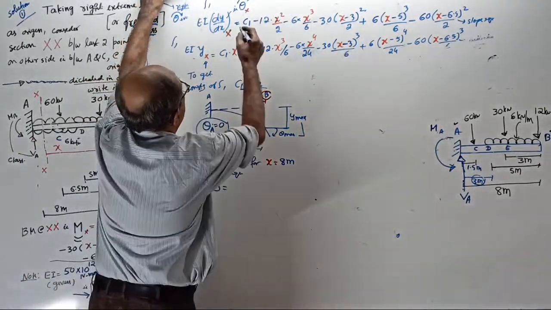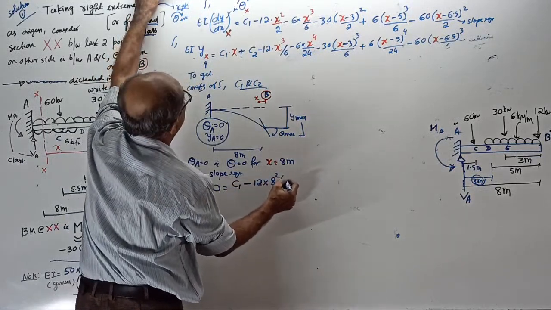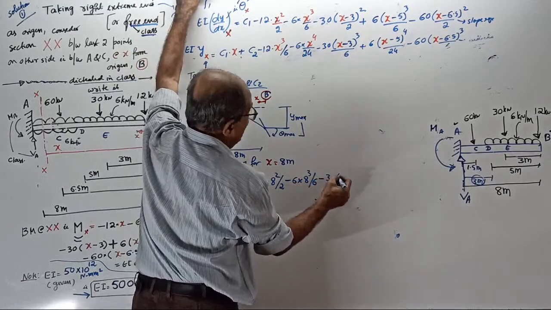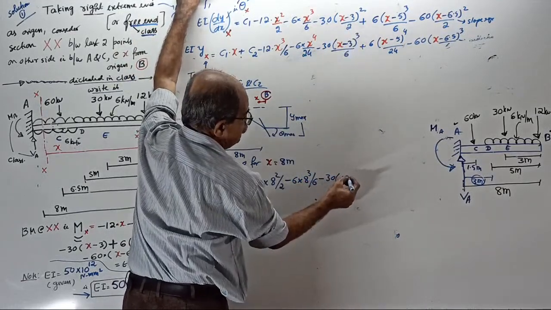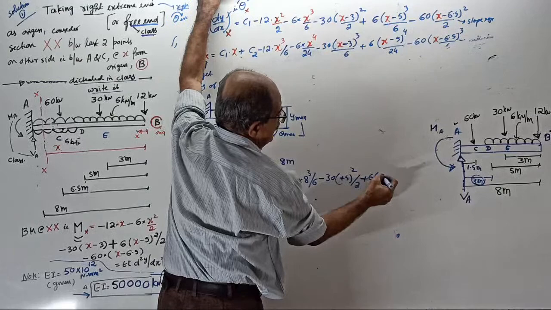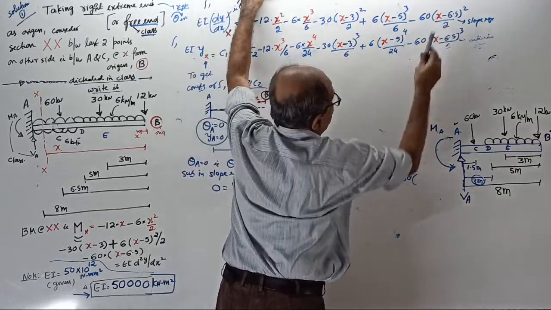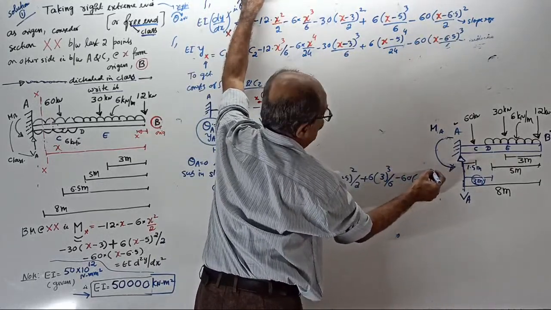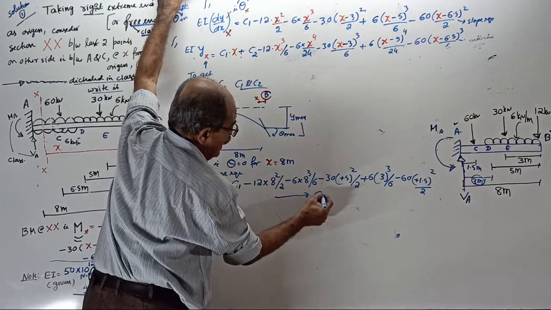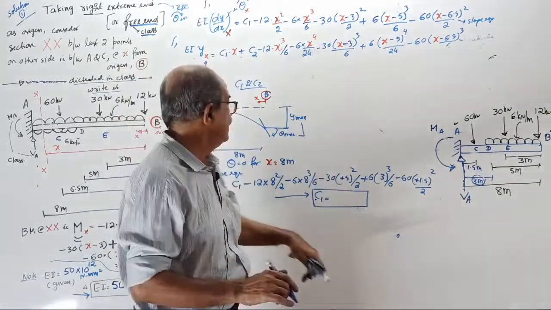So, start. 0 equal to C1 minus 12 into 8 square by 2 minus 6 into 8 cube by 6 minus 30 into (8 minus 3, that is 5) square by 2 plus 6 into (8 minus 5, that is 3) cube by 6 minus 60 into (8 minus 6.5, that is 1.5) square by 2. Simplify this and tell me the C1 value. I will take a small break. You tell me later, not now. Over. Start. Next condition.